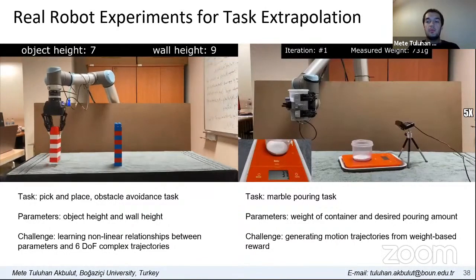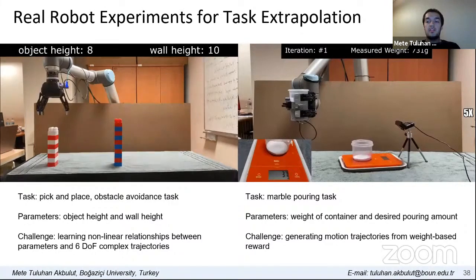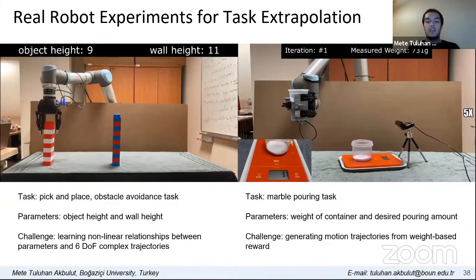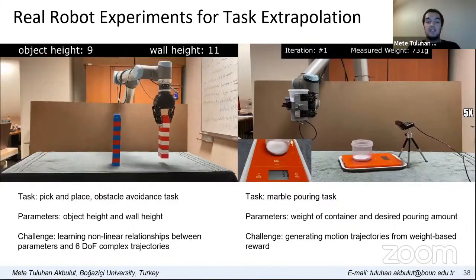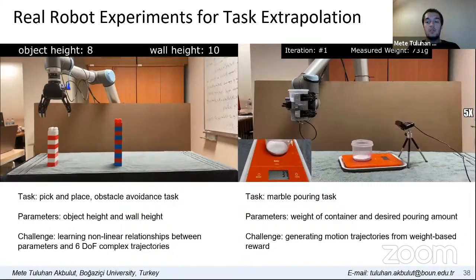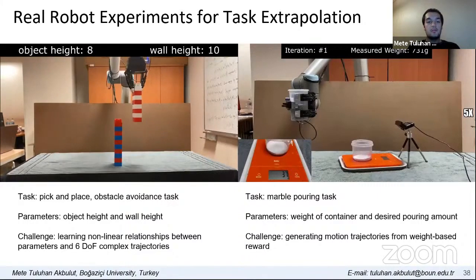The second task is a marble pouring task. Task parameters here are the weight of the container and the desired pouring amount. Here the challenge is generating motion trajectories from weight-based rewards to pour a novel desired amount.